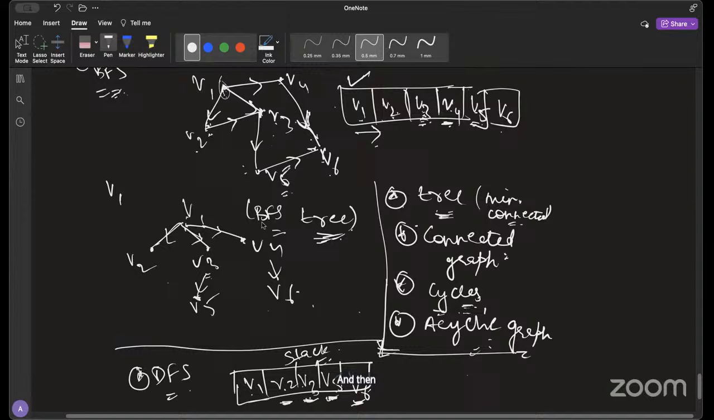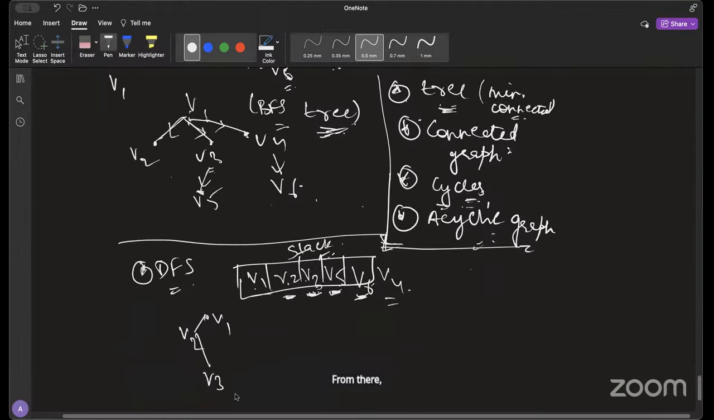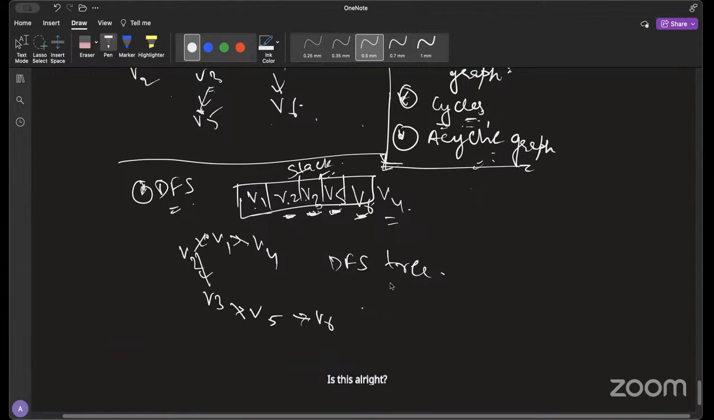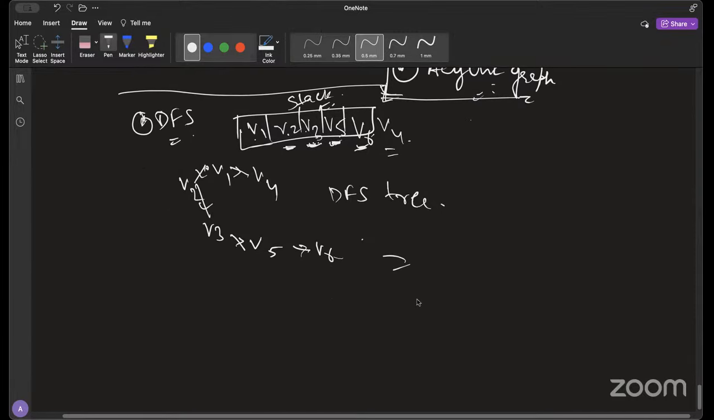Then you see that you can go to V3, but V3 is already covered, so you don't write V3. And then you see you can go to V4, so you write V4 here. So you have V1 here, and from V1 you went to V2. From there you went to V3, then V5, then V6, and then you come back to here and go to V4. So this is your depth first tree. Is this all right? Is this clear to everyone?